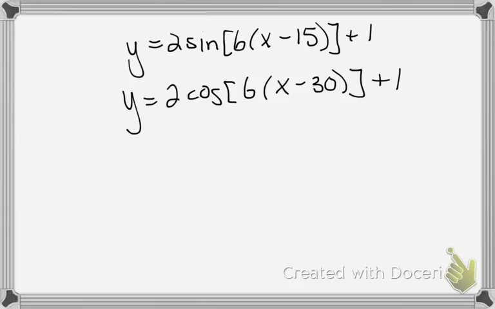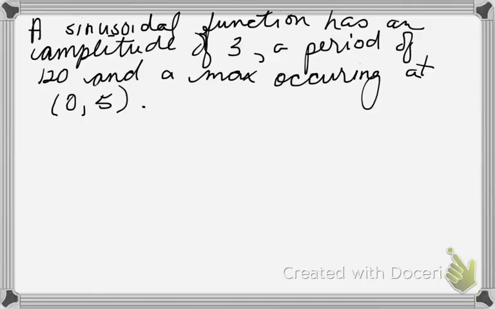I want to do one other type of question, and that's where it just gives you information, and you have to put that together into an equation. So last question here. We have a sinusoidal function. This just means like a sine or a cosine function. And it has an amplitude of 3, a period of 120, and a max occurring at (0, 5).